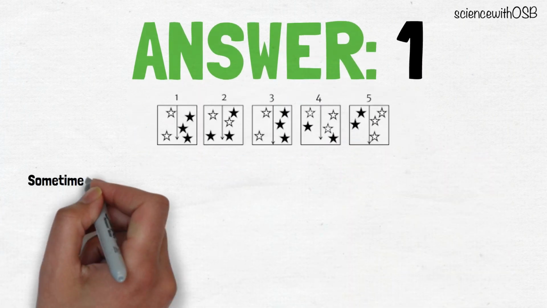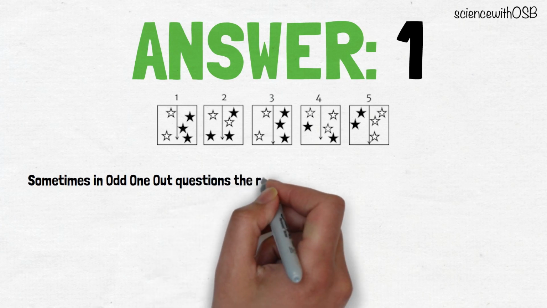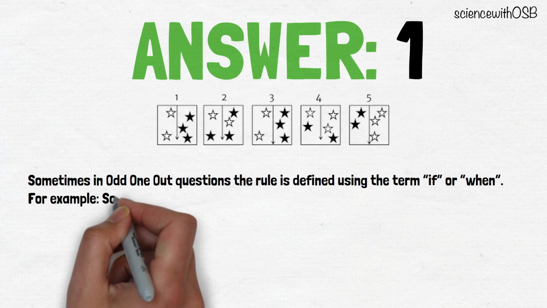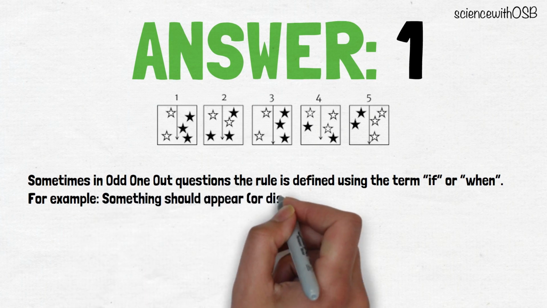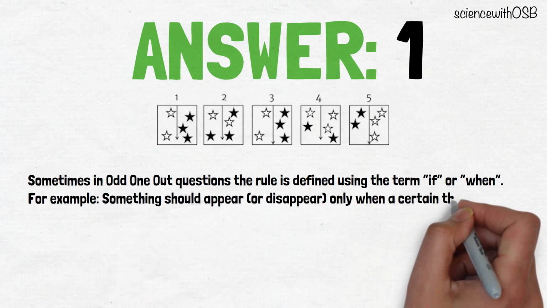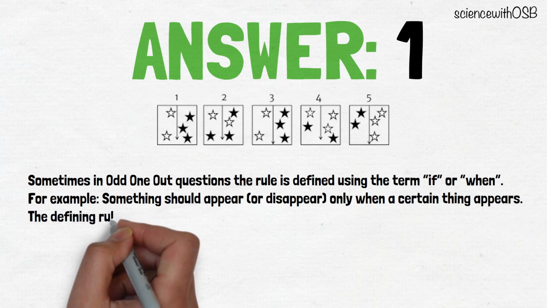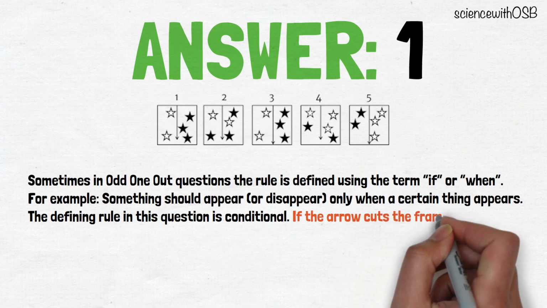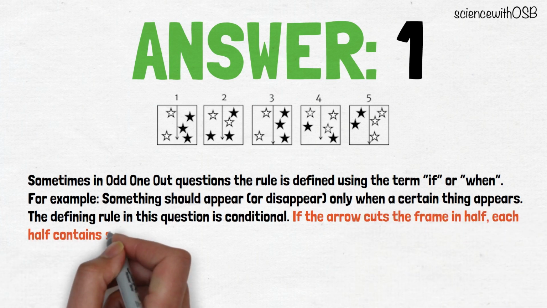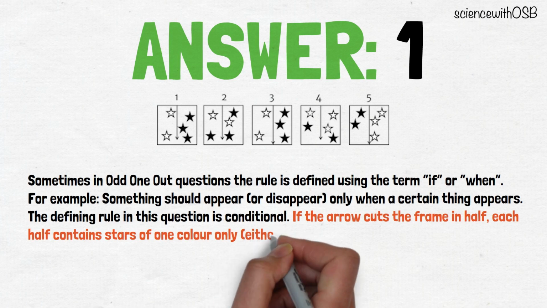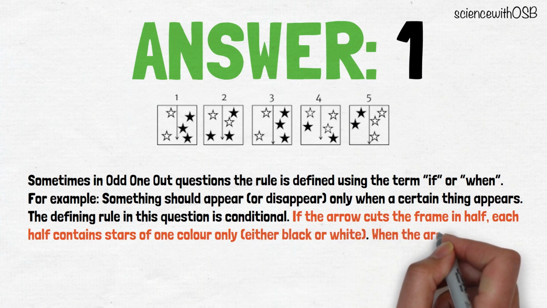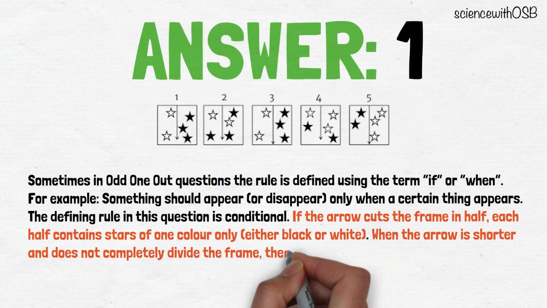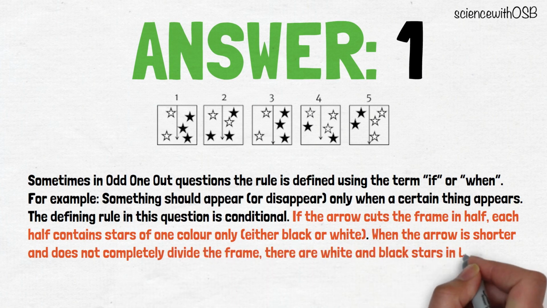Sometimes, in odd one out questions, the rule is defined using the term if or when. For example, something should appear or disappear when only a certain thing appears. The defining rule in this question is conditional. If the arrow cuts the frame in half, each half contains stars of only one color, either black or white. When the arrow is shorter and does not appear completely to divide the frame, there are white and black stars in both sides.